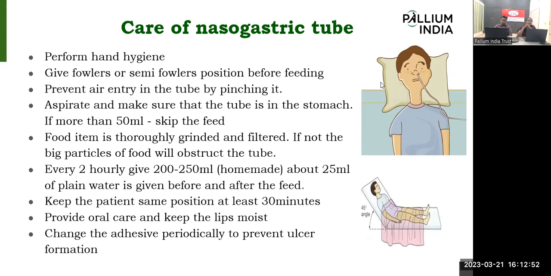Here, you have to aspirate and check whether the tube is inside the stomach or not. And you have to give at a time 200 ml feed and 50 ml water. More than 250 ml is not recommended. If you give more than 250 ml, again there is a chance of aspiration pneumonia. Sometimes less absorption will be there. Again, this can cause aspiration.